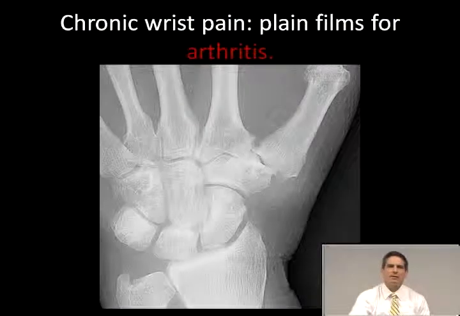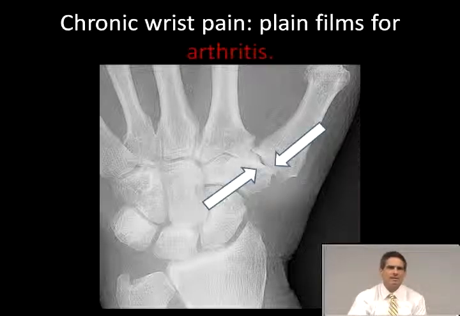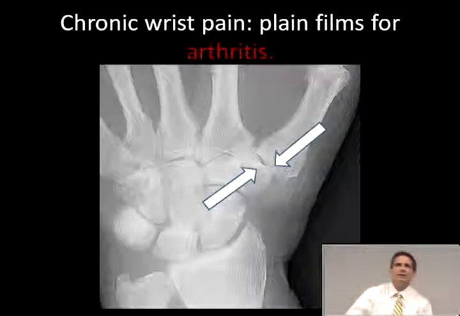How about chronic wrist pain? Well, with chronic wrist pain, plain films can be helpful. Here's a 69-year-old with thumb carpometacarpal joint osteoarthritis. You've got an oblique plain film that shows joint space narrowing and osteophytic spurring here at the arrows. So in this instance, it was good to have the plain film, showed you the cause of the chronic pain.